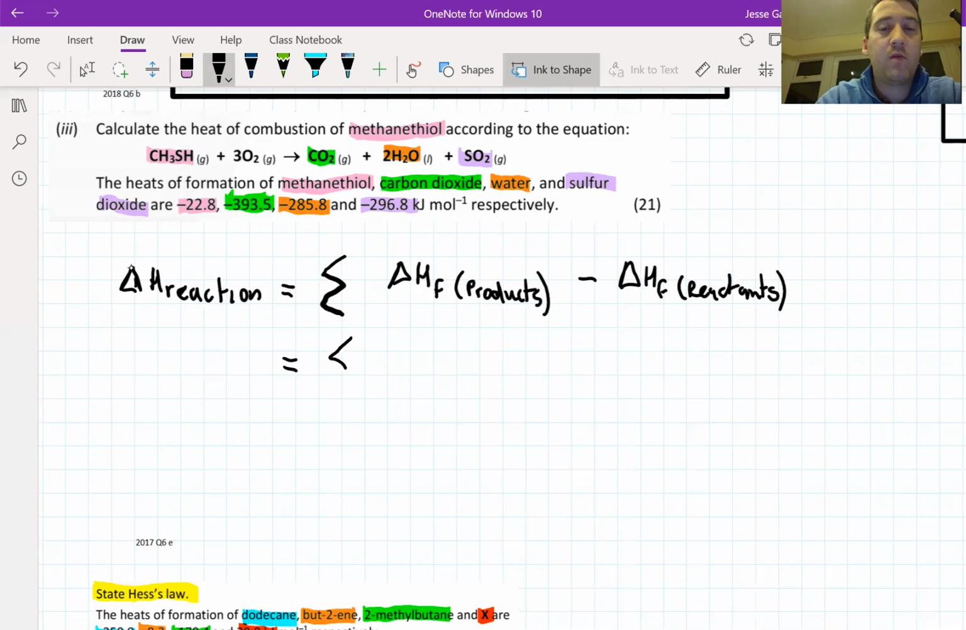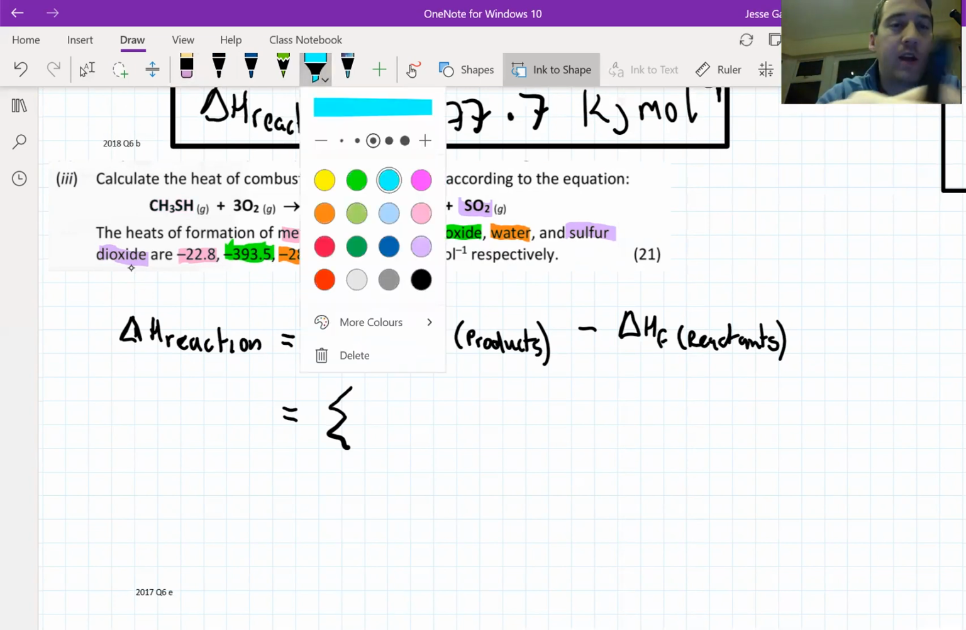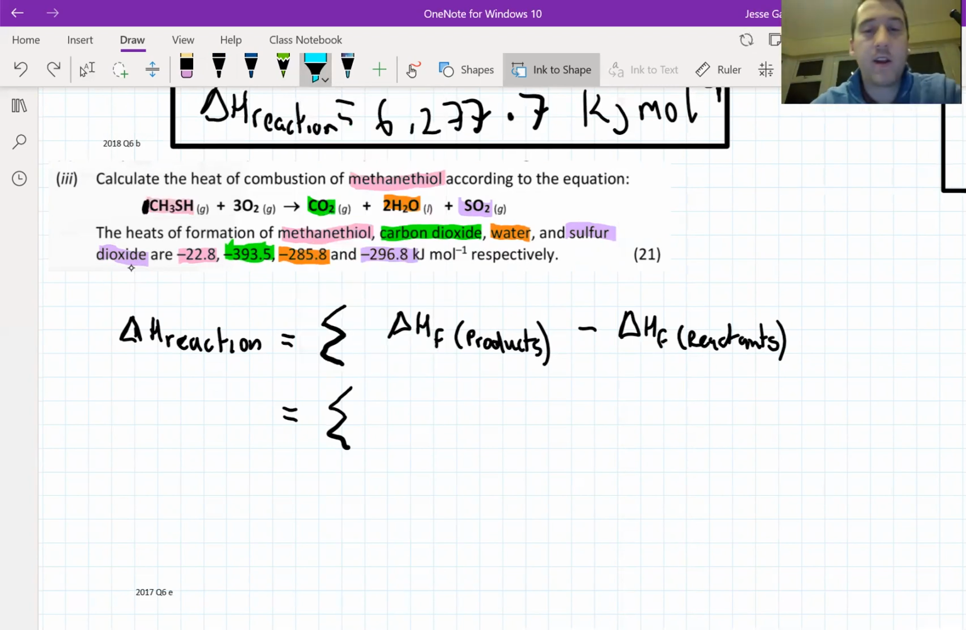Right, the next bit, we're going to do sum of. Now, in this case, we don't have to worry about dividing anything by 2 because we've already got only 1 mole of the combustion reactant. It's already done. That equation is good the way it is. Now, first of all, identify the products and the reactants.